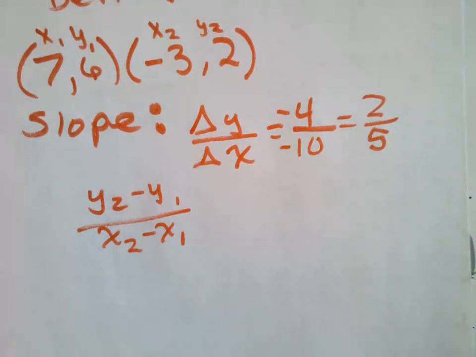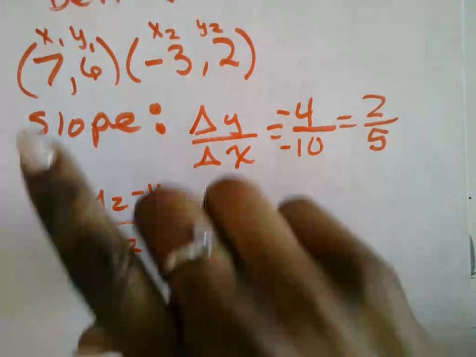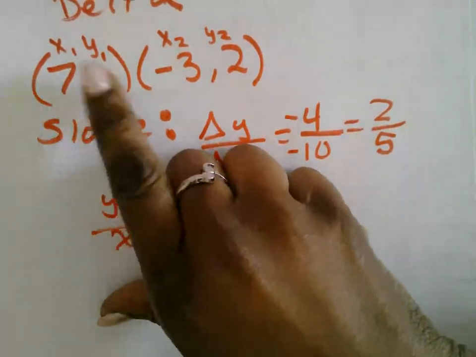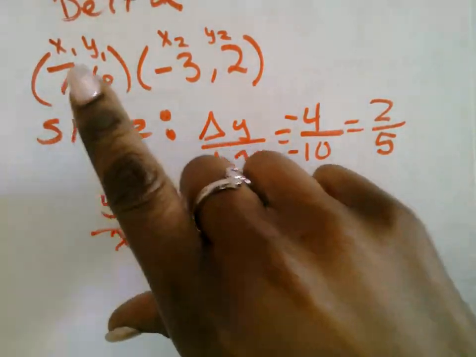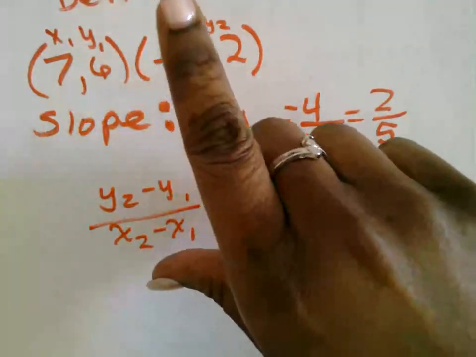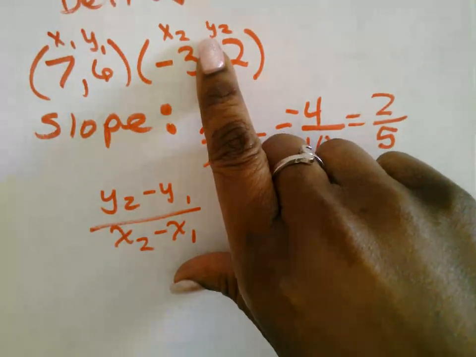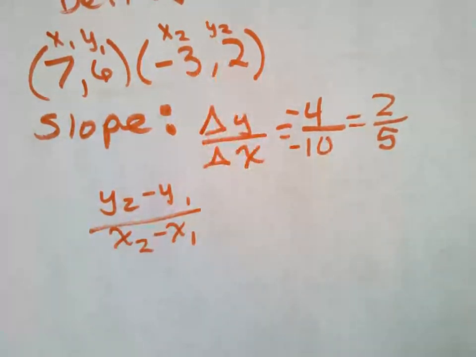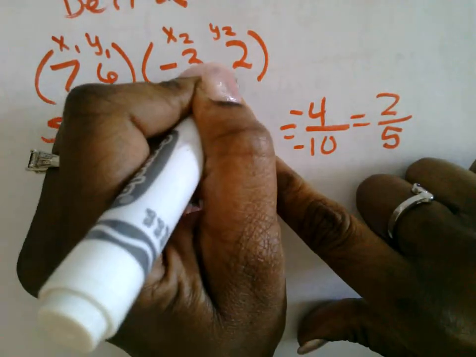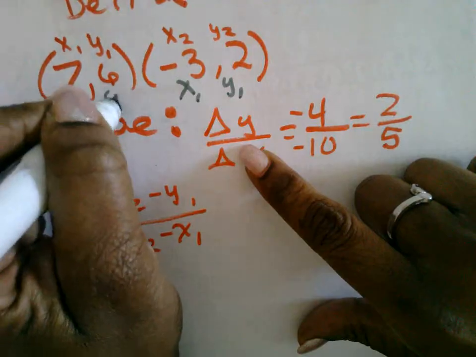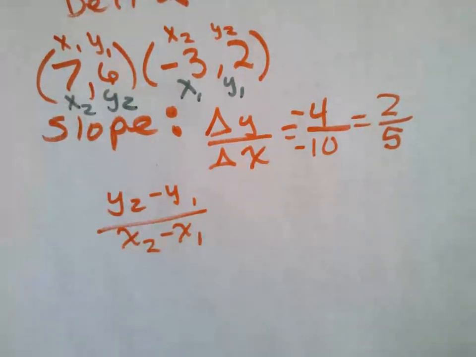Why is it y2, why is it not y1? Oh, because this is x1, y1 because that's the first set of ordered pairs. This is x2, y2 because this is the second set of ordered pairs. Okay. Now, it doesn't matter which set is first and which set is second because this could be x1, y1, x2, y2. As long as you keep it consistent, you'll get the same result at the end.